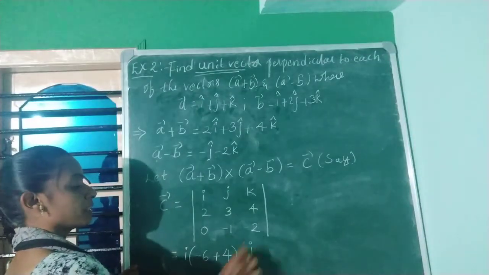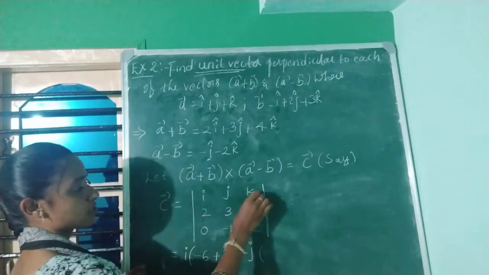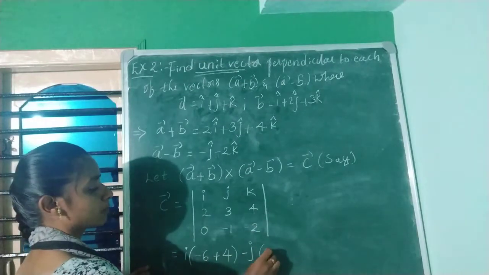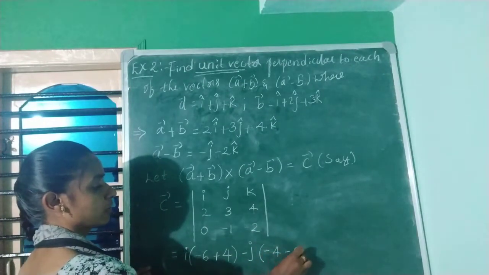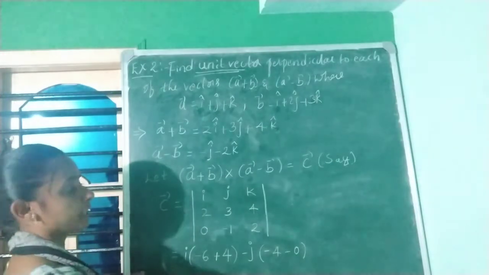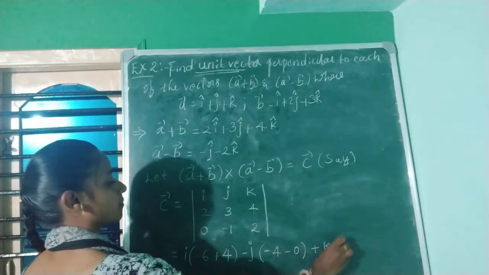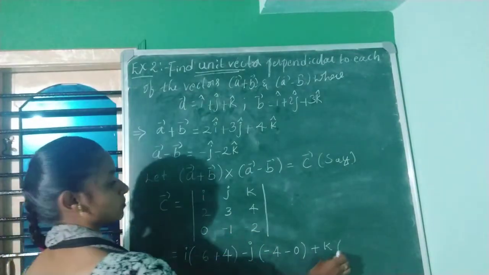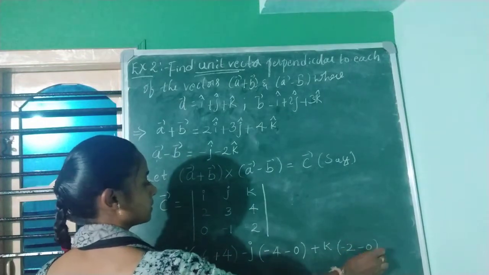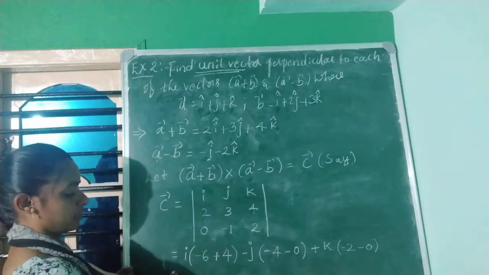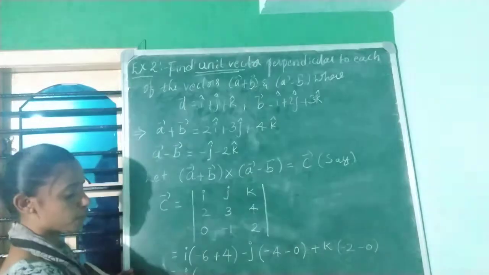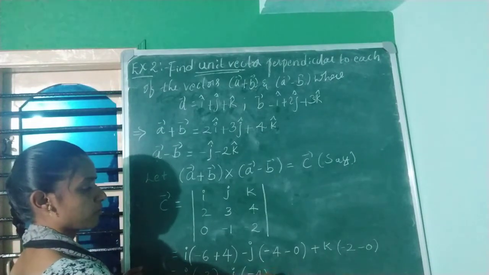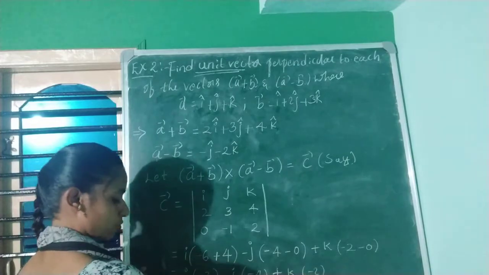Next, for the second element, you need to take the minus. So first row, second column, delete it. The remaining are these 4. So the first diagonal, minus 2 into plus 2 is minus 4, minus 0. Okay. Next is plus k into first row, last column. Delete it. That is 2 into minus 1 is minus 2, and minus 0. You simplify this one: minus 6 plus 4 is minus 2, minus j times minus 4, plus k into minus 2.